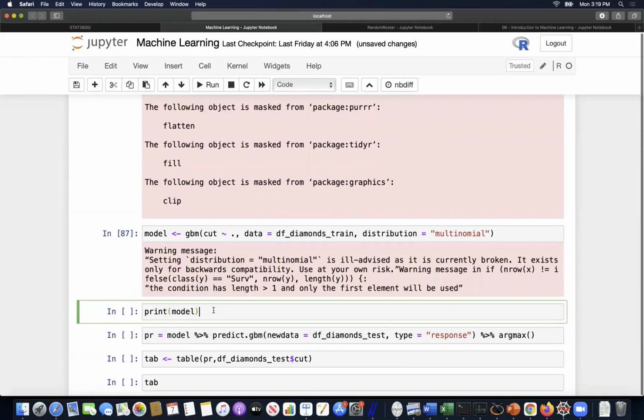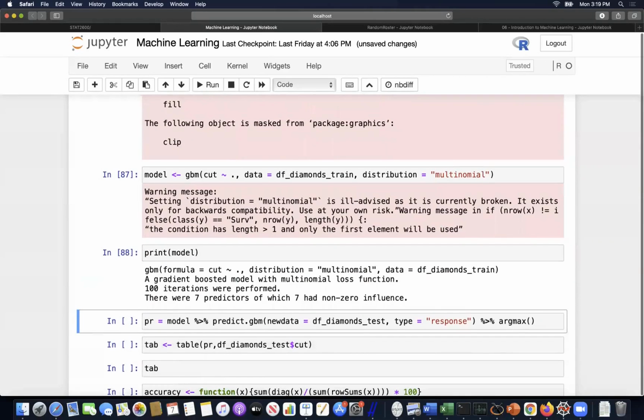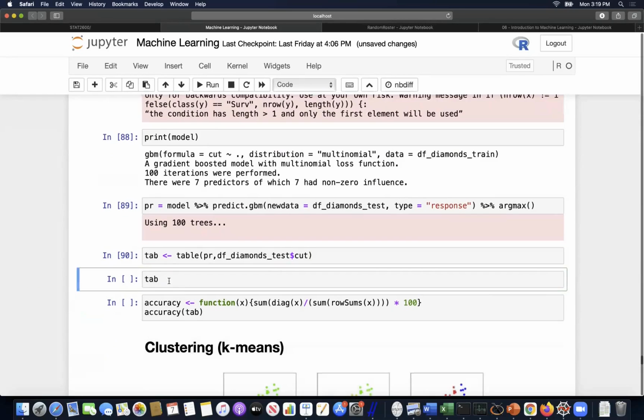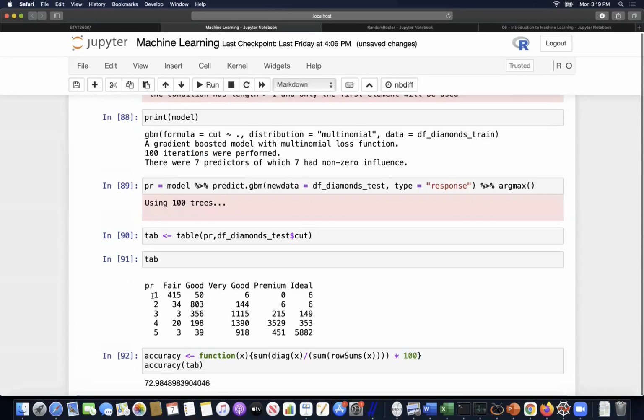And then once everything is done, you can print the model, you can do your prediction, and it's using 100 trees, 100 very weak decision makers. You can look at the confusion matrix, and that's the accuracy. Any questions?